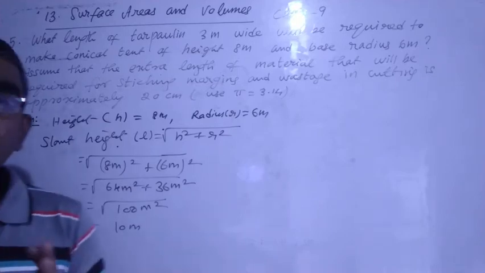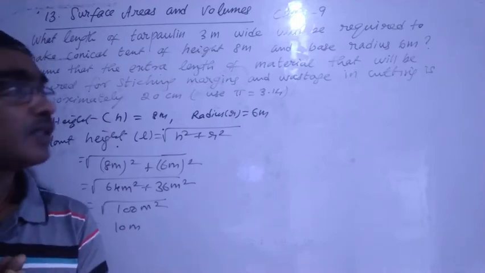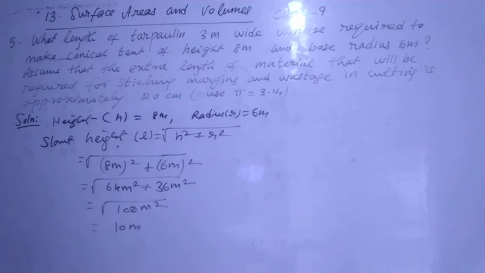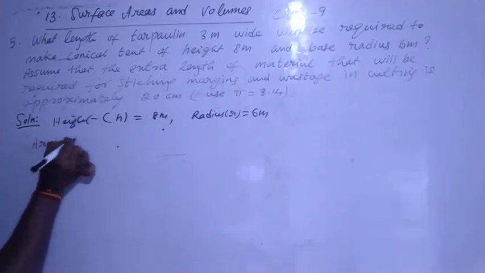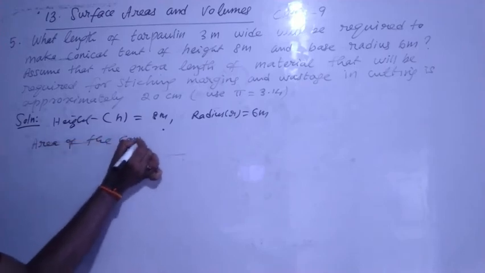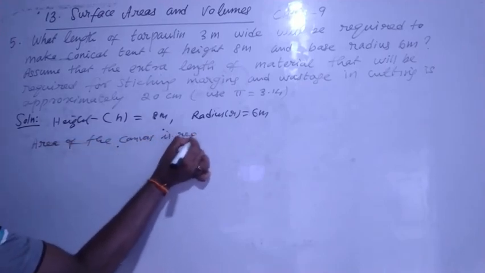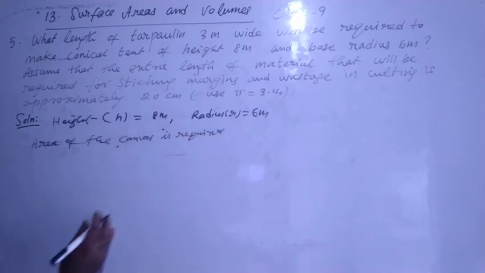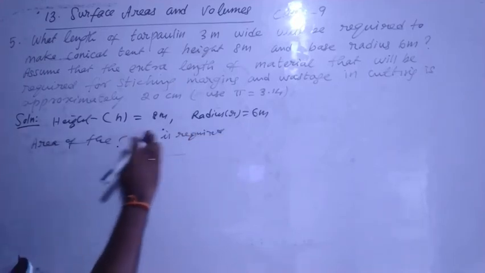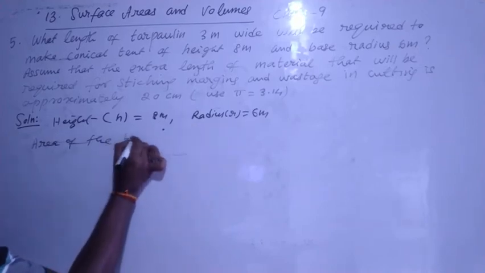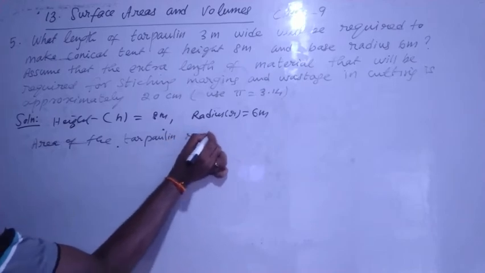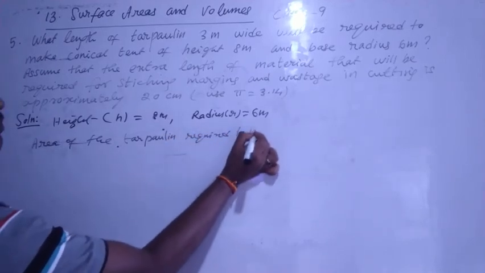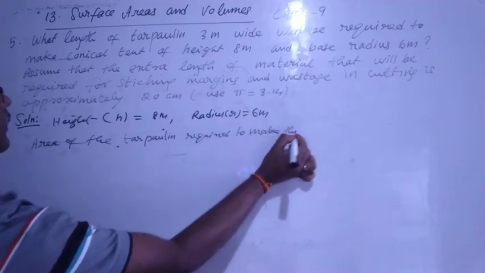But what does the question want? How much area of canvas is required? Then only we can find the length of canvas, right? Now the area of canvas required to make the tent. You know the slant height is 10 meter. Now the area of the tarpaulin required to make the conical tent.